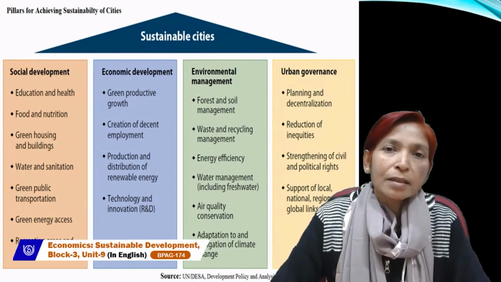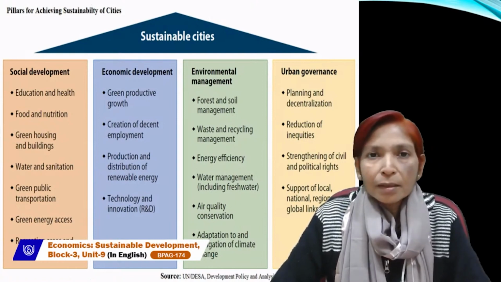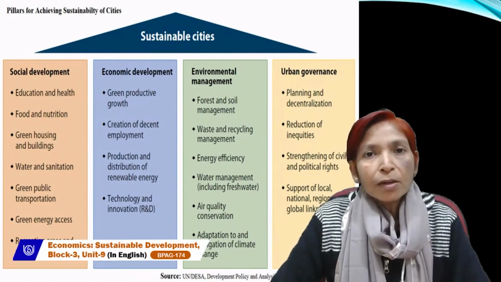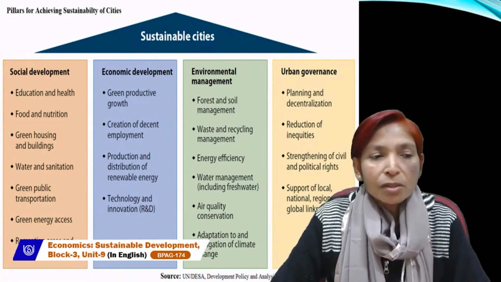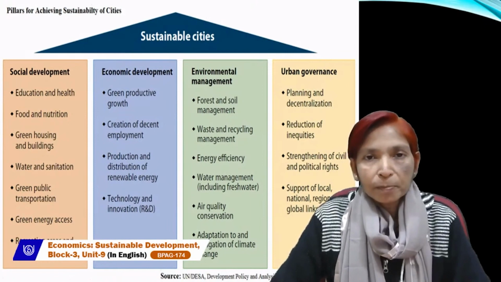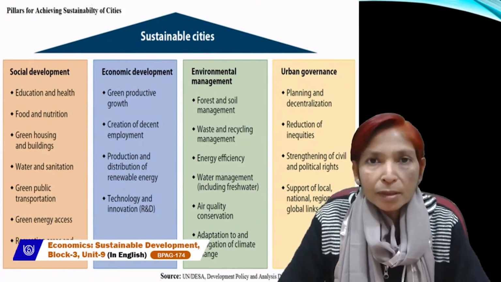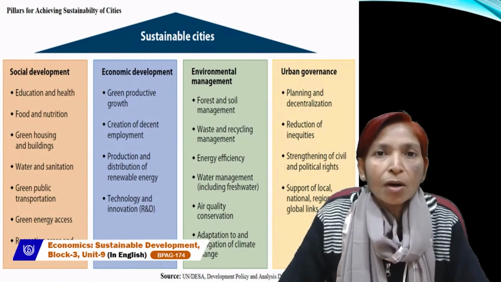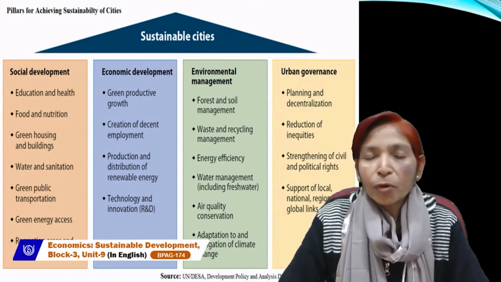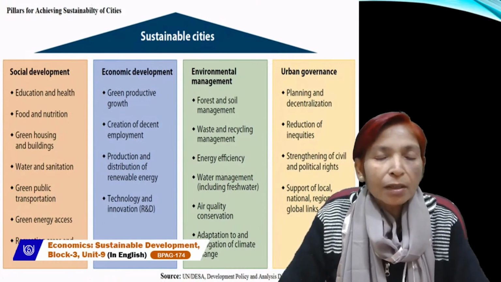Second is food and nutrition. The zero hunger target will be achieved when food security is available in each and every country. Food and nutrition means each and every person should be provided food with nutrients, minerals, proteins and vitamins so that their health will be good.